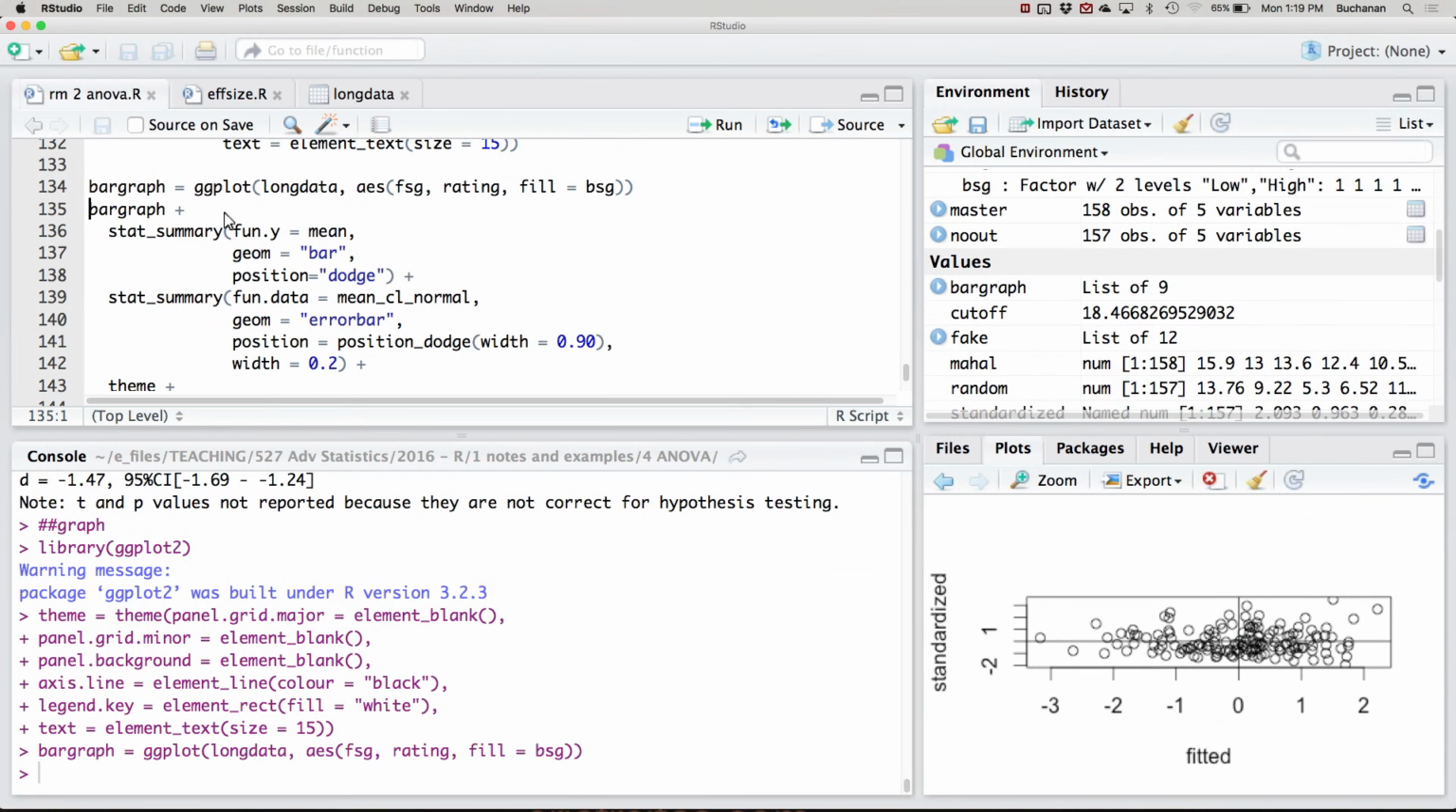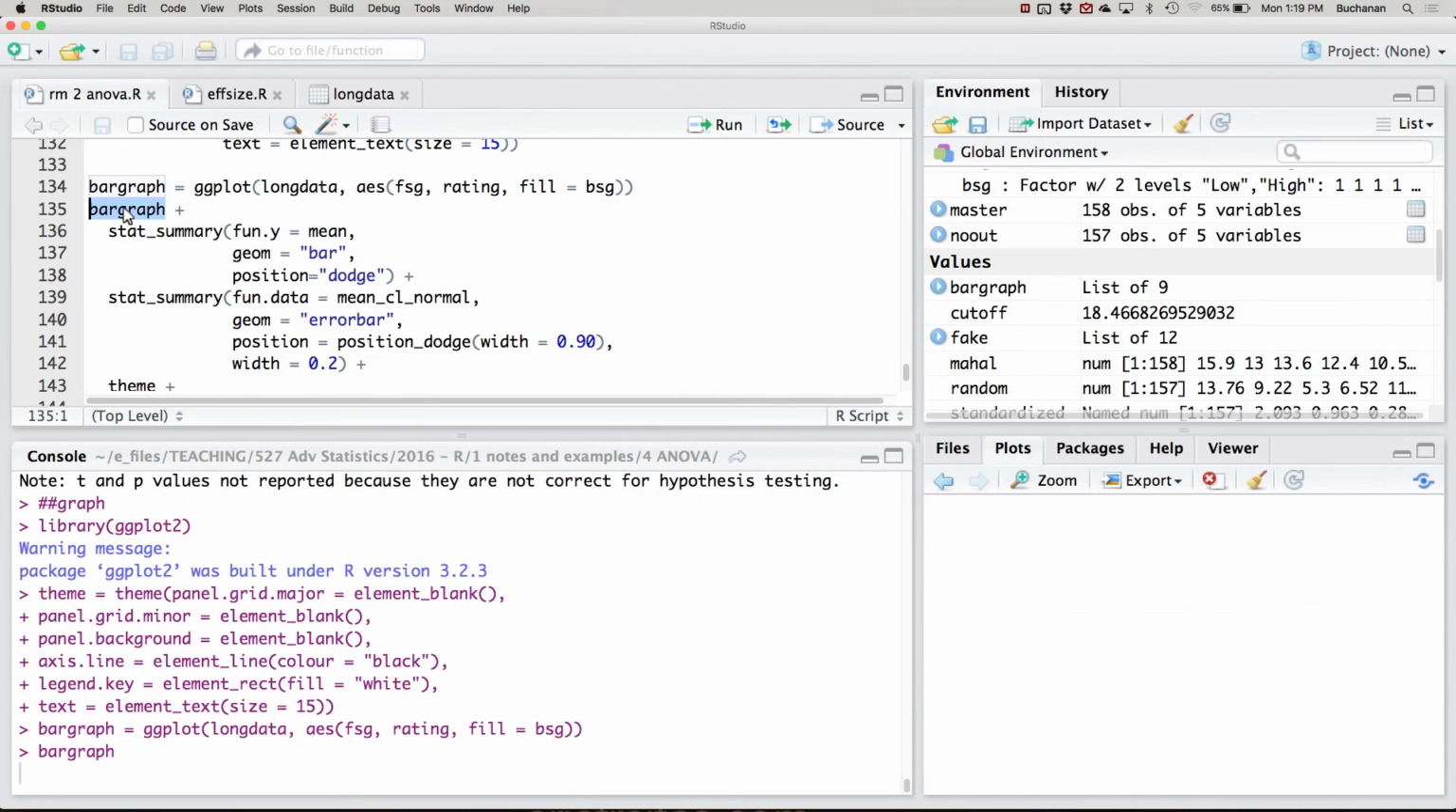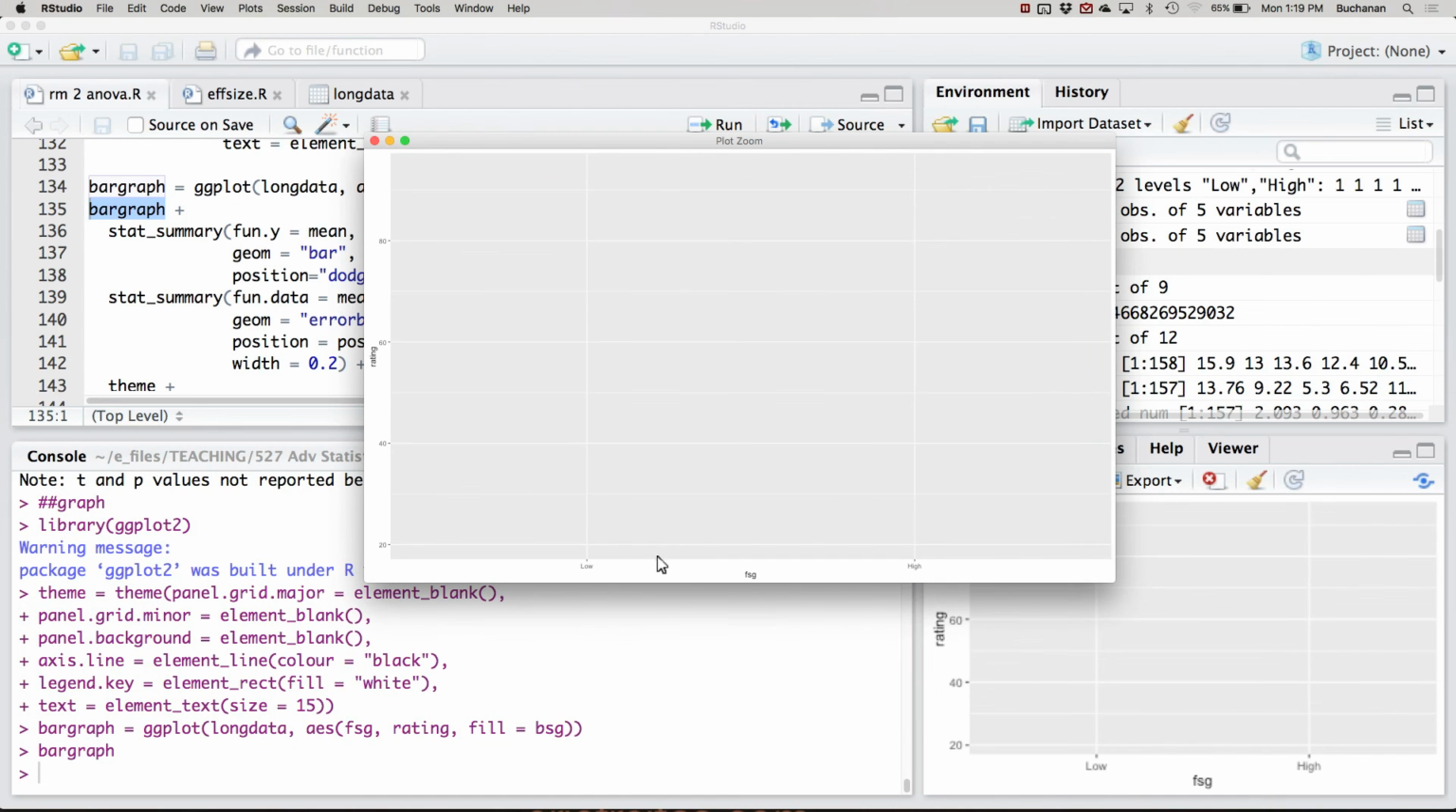And then we'll run this, and then just the word bar graph. We should get a barely blank bar graph with FSG on the bottom. There's no legend at the moment because it doesn't know what to do with the legend. So I got my blank graph.